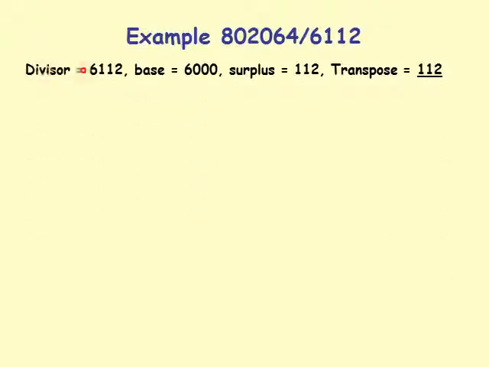It's 802064 divided by 6112. Let's continue here. Divisor is 6112, base is 6000, surplus is 112. 6112 has a surplus of 112 from base number 6000, and the transpose of surplus is negative 112. As the base is 6000, we would first divide by 1000, then by 6 and make adjustments.